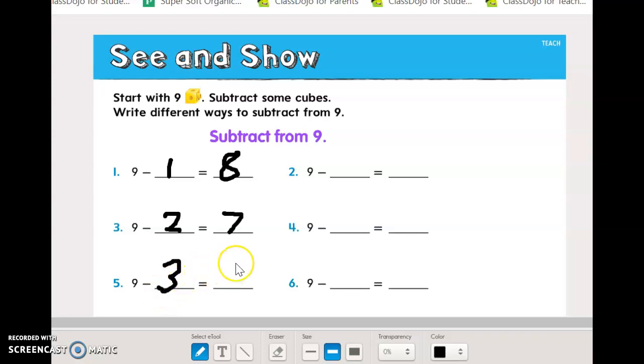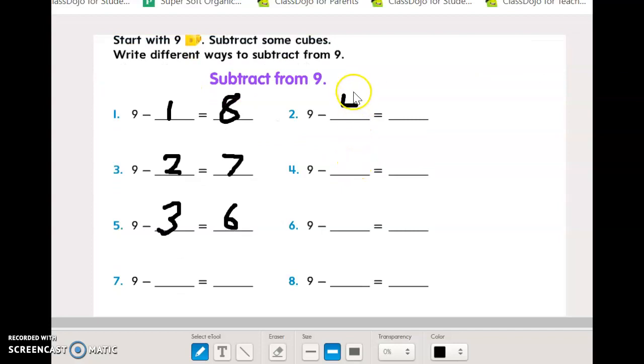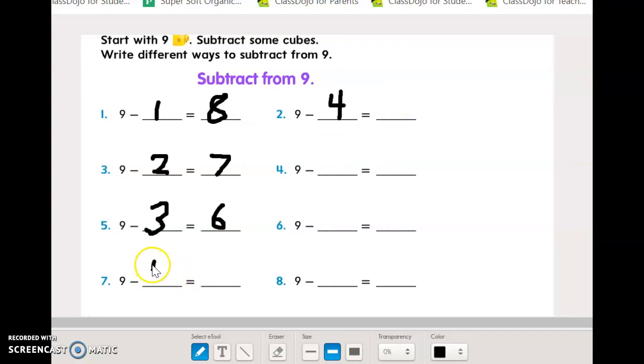9, 8, 7, 6 is our difference. Okay, 9 take away 4. And we have 9, 8, 7, 6, 5. So this was, oh, I noticed I didn't do it right here. Let's put the 4 down here and we will fix that.